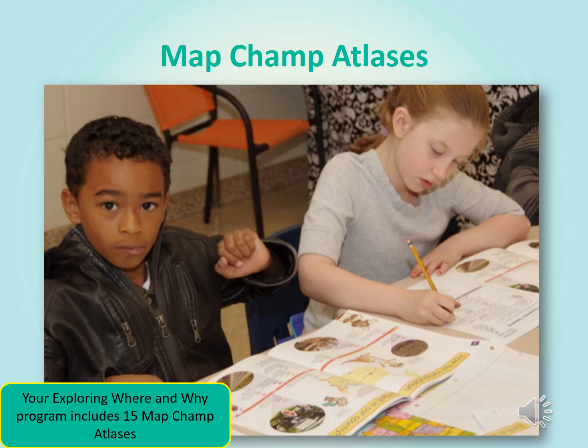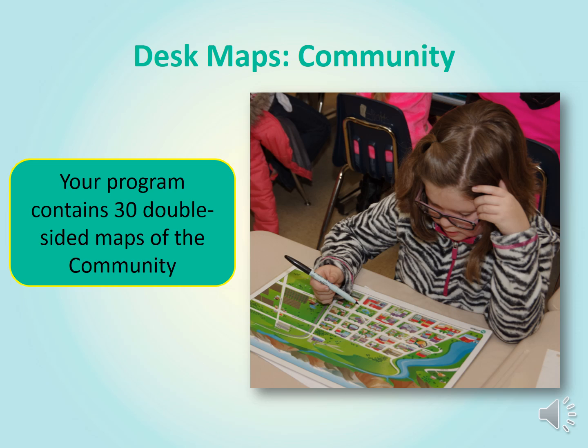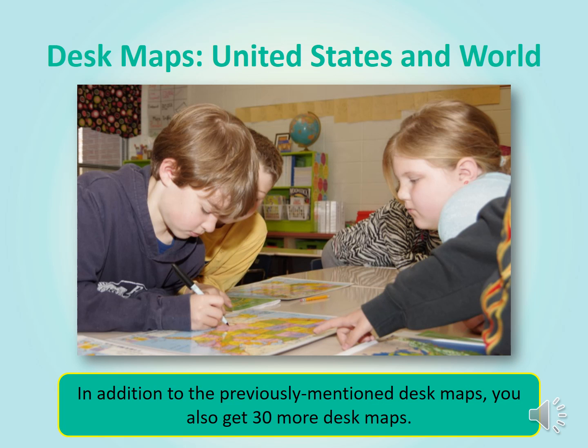You receive 15 MapChamp atlases as part of your cart. As part of your Exploring Where and Why program, you also receive 30 double-sided maps of the community. One side of the map is of an urban community and the other side is of a rural community. In addition to the previously mentioned desk maps, you also receive 30 double-sided political maps, with one side focusing on the United States and the other side focusing on the world.